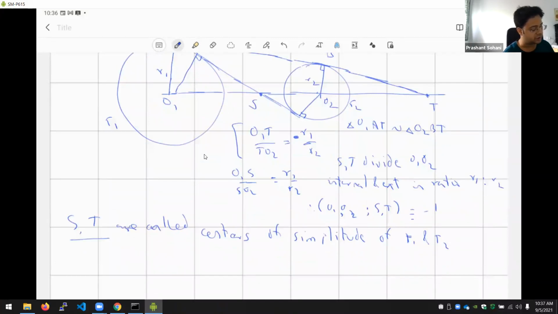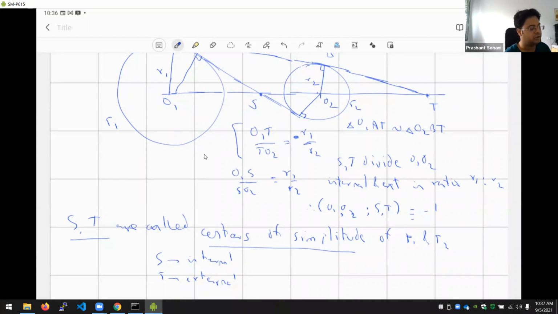Okay, so these S and T are called centers of similitude, and as you can imagine, similarly to internal and external common tangents, you can call S the internal center and T the external center. So any two non-concentric circles, you can do this. If O1 and O2 coincide, then none of this applies.